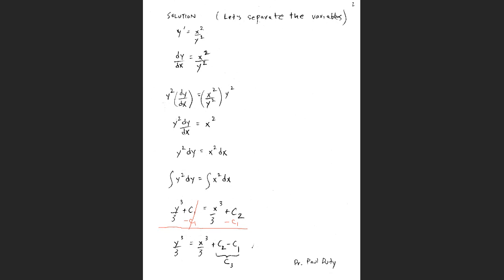But what I'm going to do is say let c3 equal c2 minus c1. I have to carry these constants around, and I have to keep track of them. So I'm going to let c3 equal c2 minus c1.